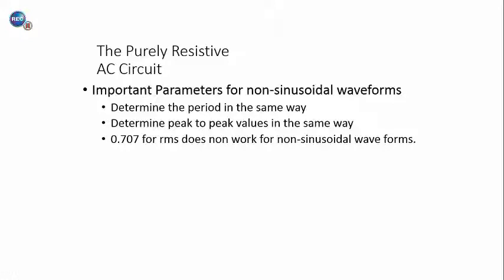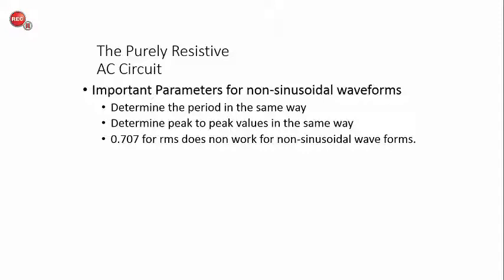And so, the purely resistive AC circuit: important parameters for non-sinusoidal waveforms. We determine the period the same way. The period is the amount of time it takes the waveform to complete one full cycle. We can determine the peak-to-peak values in the exact same way. Whatever the maximum value is minus the minimum value tells us the peak-to-peak.